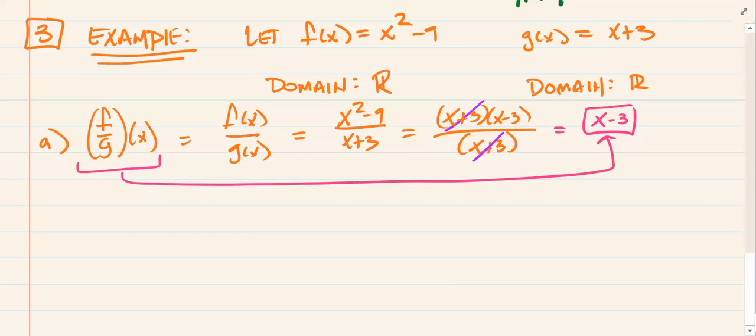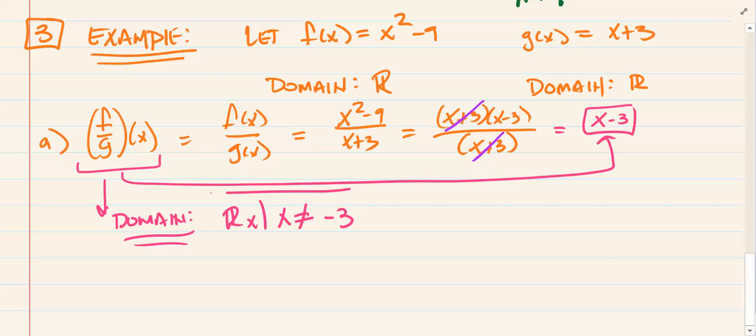Here's the question. What's the domain of this? All real numbers. You guys fell for it. It's not all real numbers. It's all real numbers x such that x is not equal to what? 0. No, negative 3. Okay, let's talk about this. Why negative 3? It's the only number that would give you a 0 in the denominator for g of x, right? Remember, g of x is not allowed to be 0. That's what the definition says right there. You guys cool with that part?